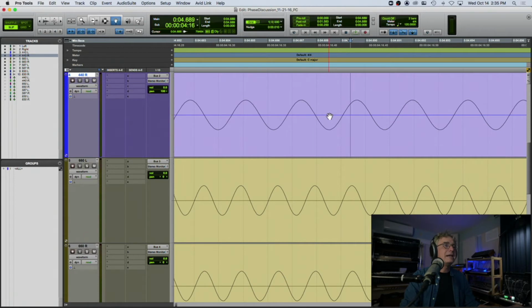From left to right determines what? The pitch. Correct. The frequency. Frequency. How frequently it does a complete cycle every second. Frequency, right?